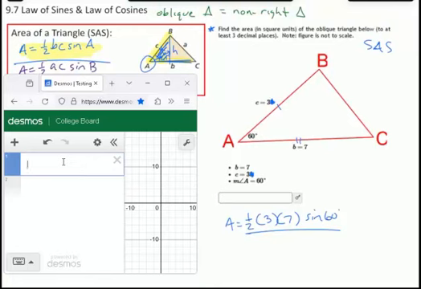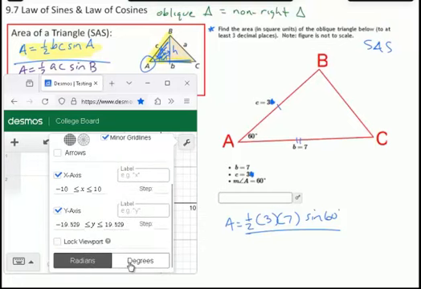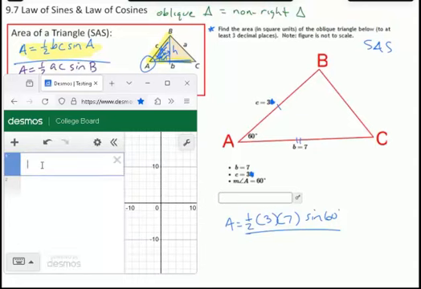Now, if you are going to use this Desmos calculator, again, open it up, and always double check the settings, make sure it's in degree mode. Notice I'm in radians. Since I'm going to be using trig ratios, I want to make sure I'm in degree mode.